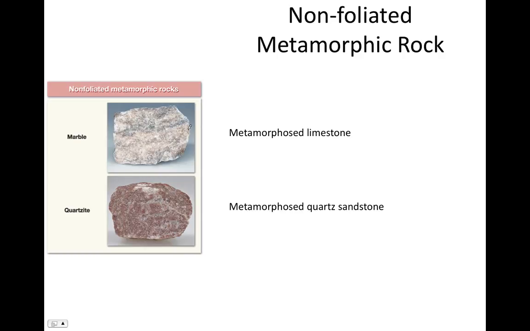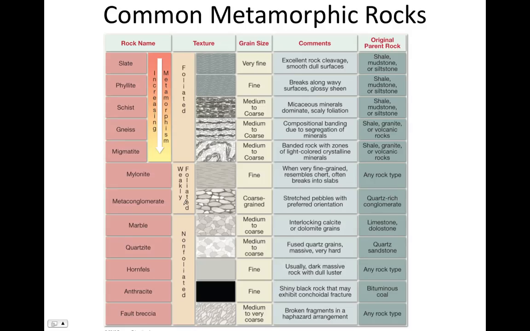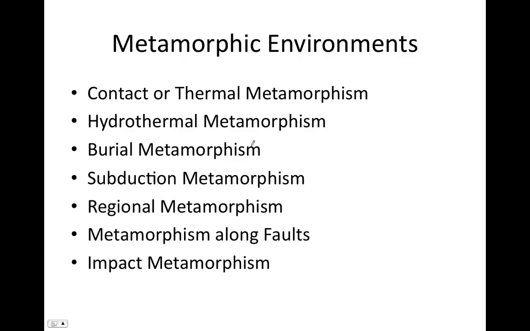Limestone is subjected to heat. And quartzite, which is metamorphosed quartz sandstone. Sandstone is subjected to heat alone. So this is just a chart that has common metamorphic rocks, whether they're foliated or non-foliated, and their rock name, their grain size, some comments on them, and the original parent rock which was metamorphosed to form them. Just for your reference.